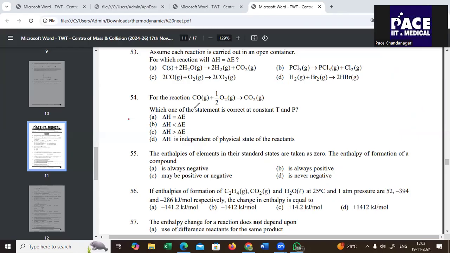For the reaction, which of the following statements is true? Again, the same: delta H is equal to delta U plus delta NGRT.